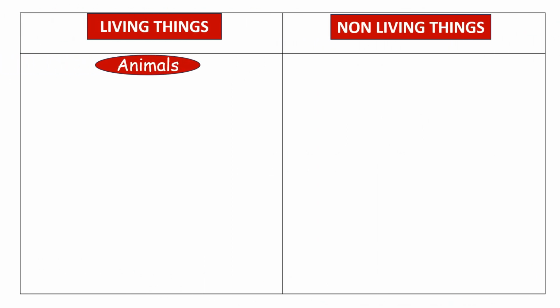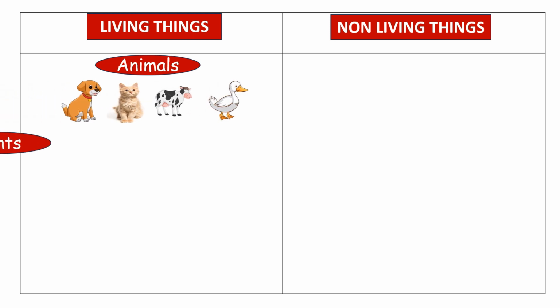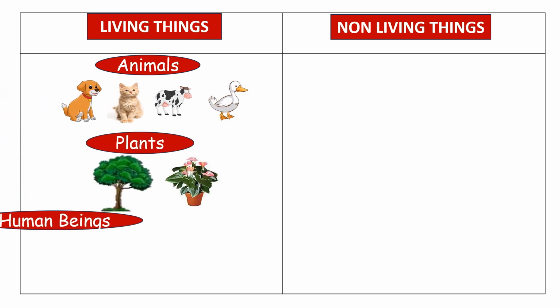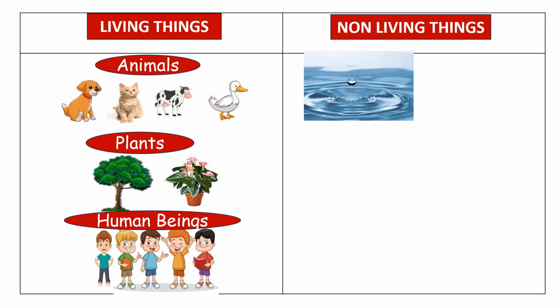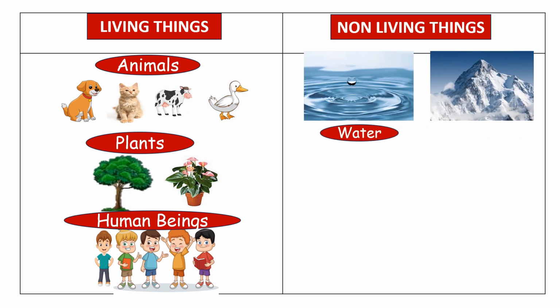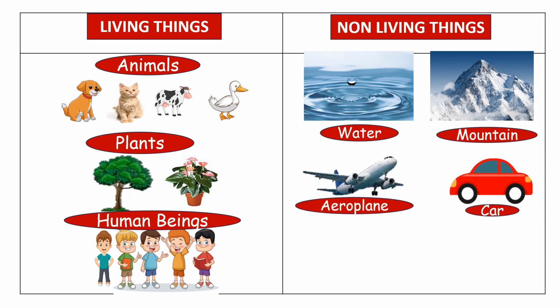Some examples of living things are animals, plants and human beings. Some examples of non-living things are water, mountain, aeroplane, car and toys.